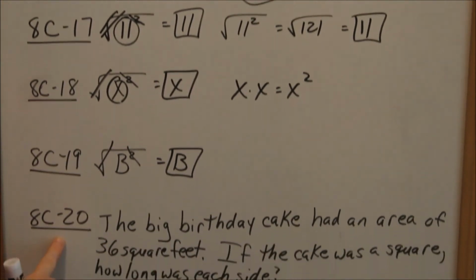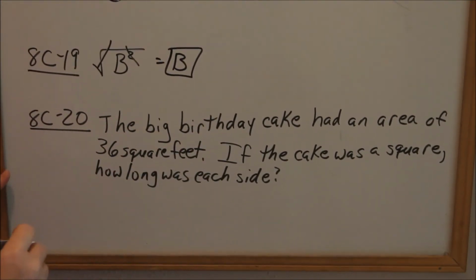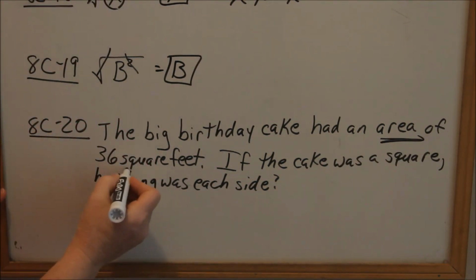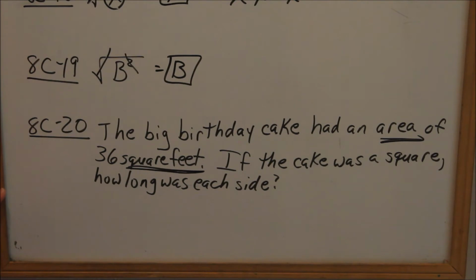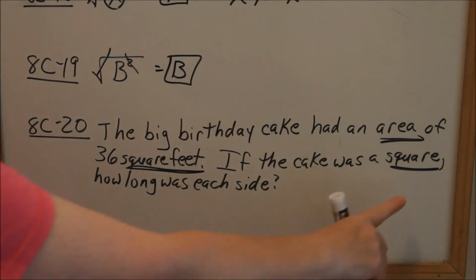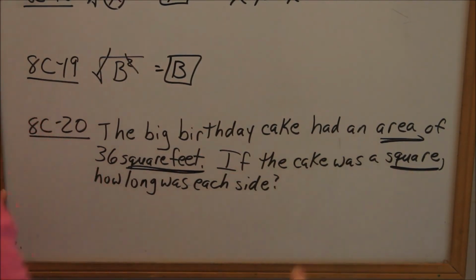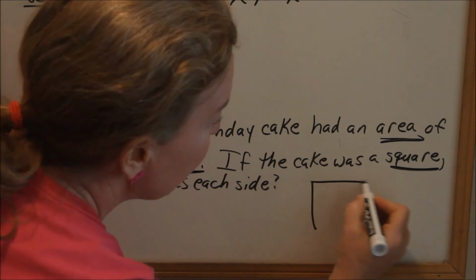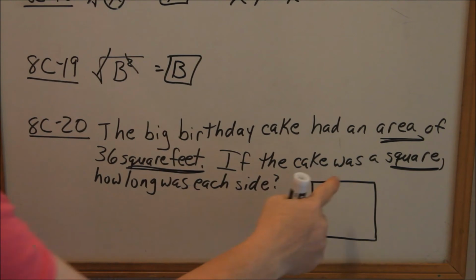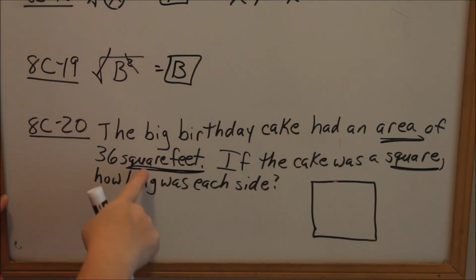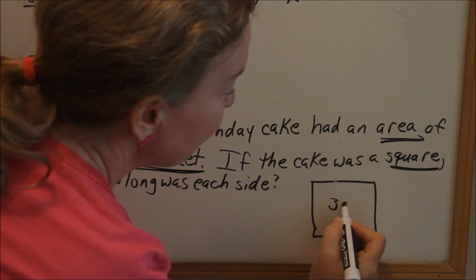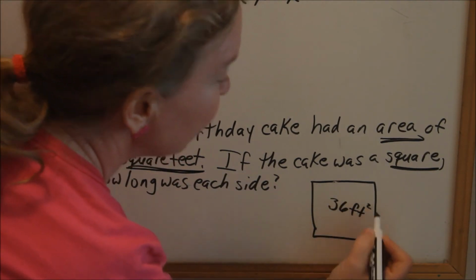Now look at 8C number 20. The big birthday cake had an area of 36 square feet. Area is always in square units. If the cake was a square, how long was each side? The cake is a square. I always recommend drawing a picture when you can. What do we know about a square? All the sides are the same length in a square. The area is 36 square feet. Area represents what's on the inside, 36 square feet.